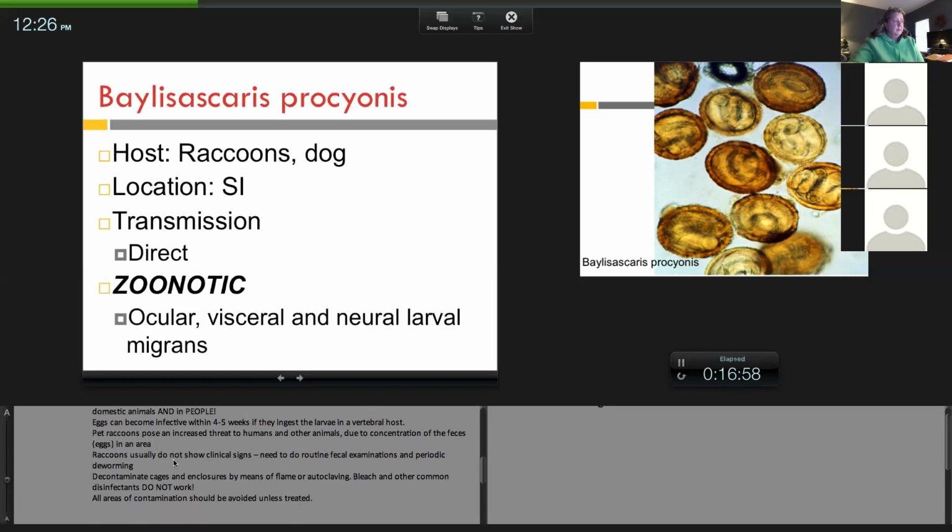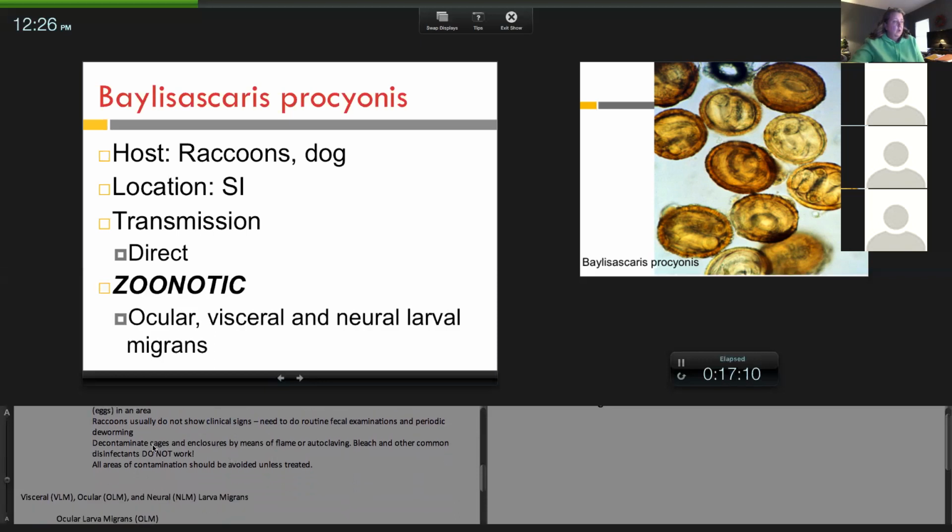So sometimes the raccoons aren't showing clinical signs, and that's the worry. They can be shedding eggs, but not have diarrhea, not be obstructed, and then they could still potentially pass it. So to decontaminate with this, flame or autoclaving. Bleach and other disinfectants do not work. The egg is pretty hardy in the environment.